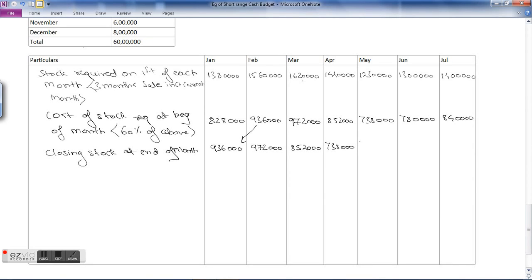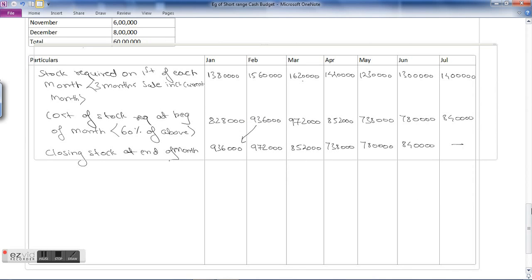7,80,000 and here 8,40,000. Okay, so for month of July we need not calculate anything, right? So I'm not putting anything. Okay, only to calculate the closing stock for June, we have done this calculation in the month of July. Now we have to find out what are the purchases.